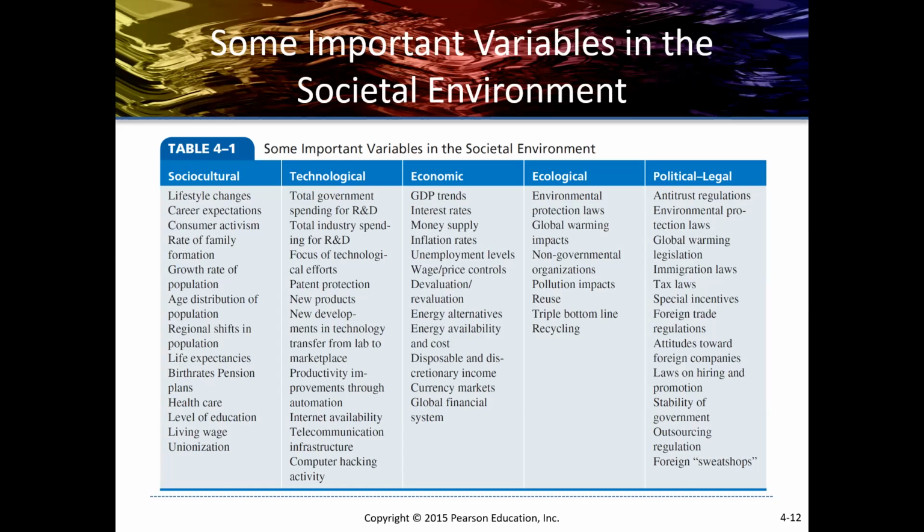This was one of the questions of the Kahoot, right? What do we have here in socioculturals nowadays? We have lifestyle changes, career expectations, consumer activism, rate of family formation, growth rate of population, age distribution of population, regional shifts in population, life expectancies, birth rate, pension plans, healthcare, level of education, living wage, and unionization.